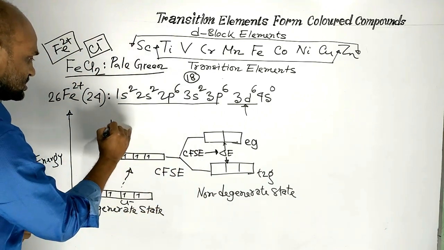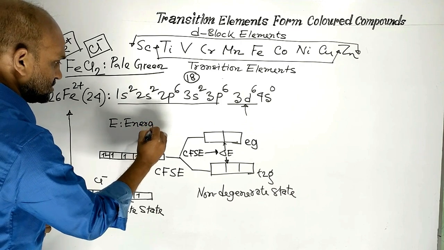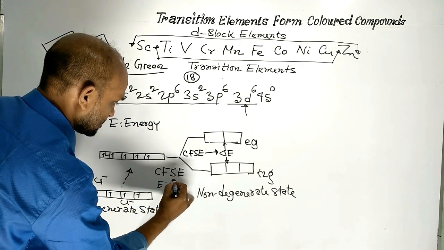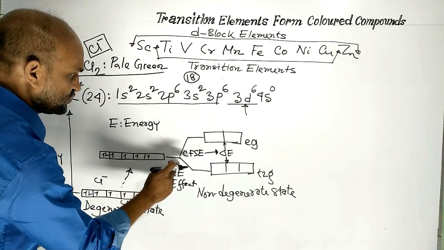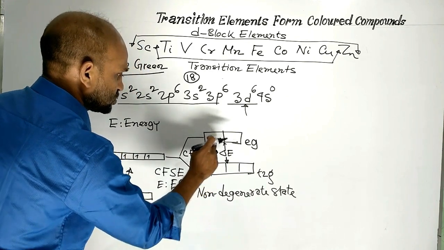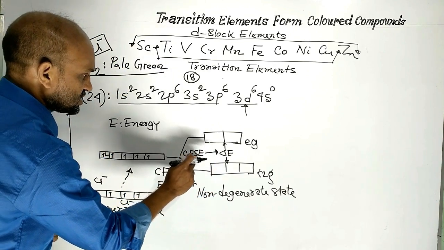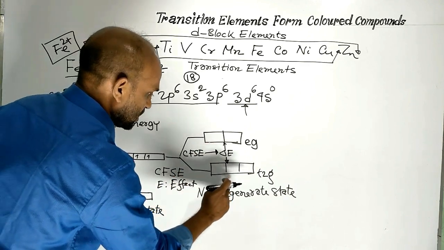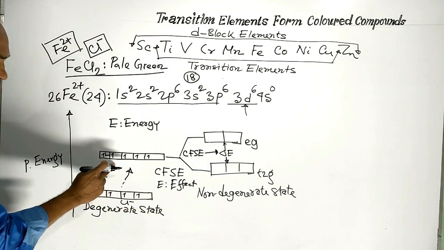This is the crystal field splitting effect, and the energy created between these two groups of orbitals is called crystal field splitting energy. The orbitals go from the degenerate state to the non-degenerate state.